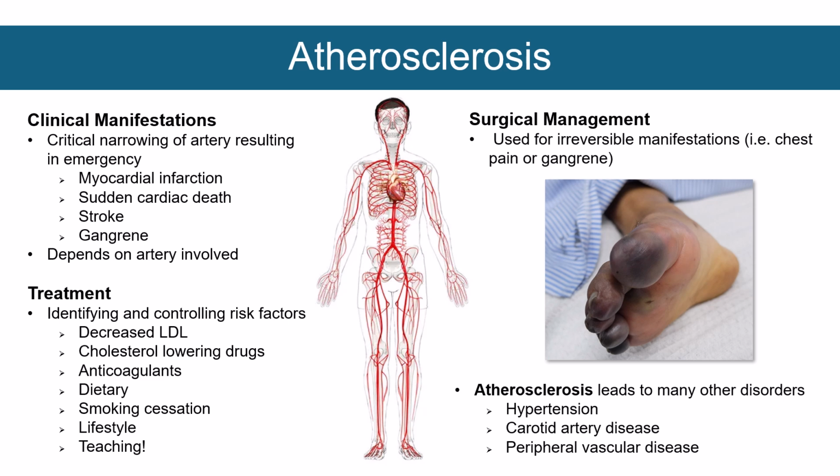So typically a patient who has atherosclerosis will not require surgical management unless the patient has a severe form or irreversible manifestations, like chronic chest pain, tissue death that has led to gangrene, or if a patient is at very, very high risk for a stroke. Some procedures might include angioplasty, where a balloon is used to open up narrowed arteries, stent placement, where they insert a stent to keep an artery open, or bypass surgery. This is where they reroute blood around a blocked vessel, commonly done in the heart.